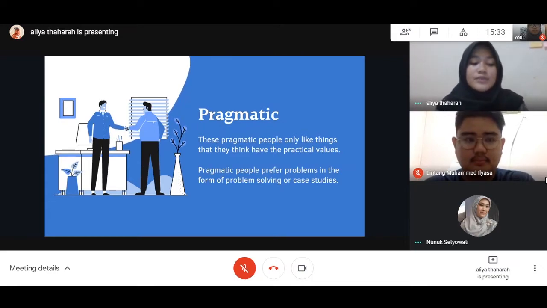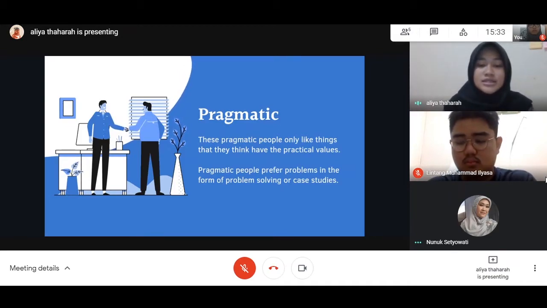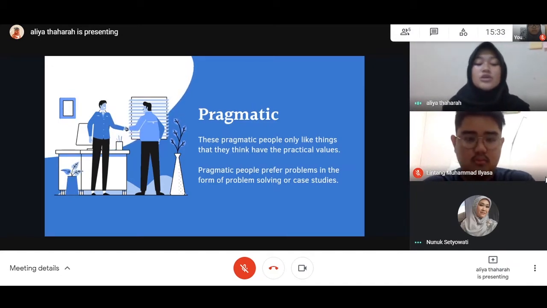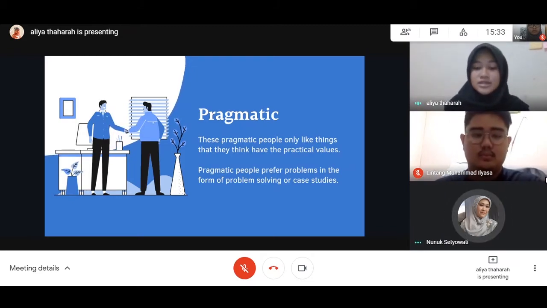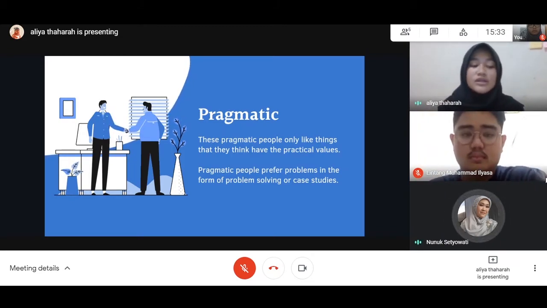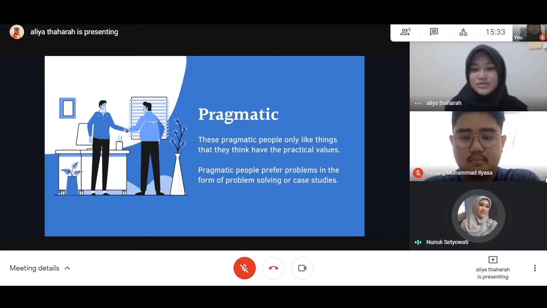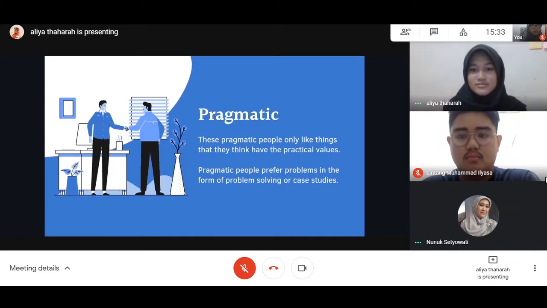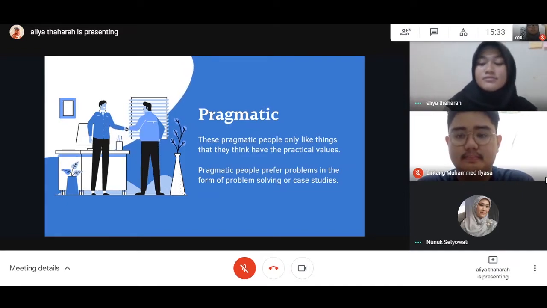And the difference between activists and pragmatists is that activists move with an incomplete understanding of the theory, meanwhile pragmatists enjoy learning theories and discussing new ideas. However, they only like things that really have practical value. Pragmatist people prefer problems in the form of problem solving or case studies.